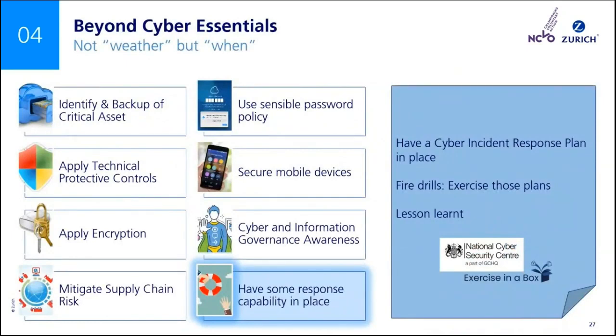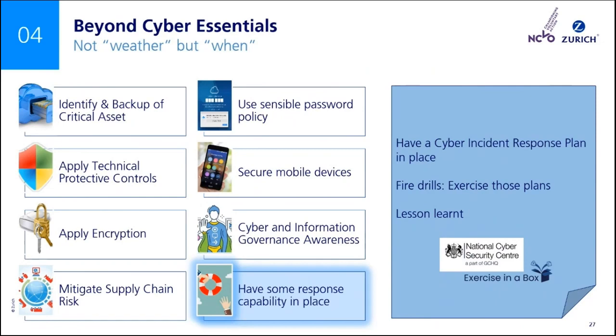My last control is to have some response capability in place. Have a cyber incident response plan. It can be a one-pager which just says that if we have a phishing attack, we will do this. If we have a ransomware attack, we will do this. And these are the important phone numbers or the important people to get in touch with. Have a one or two page plan ready for when you have the attack.